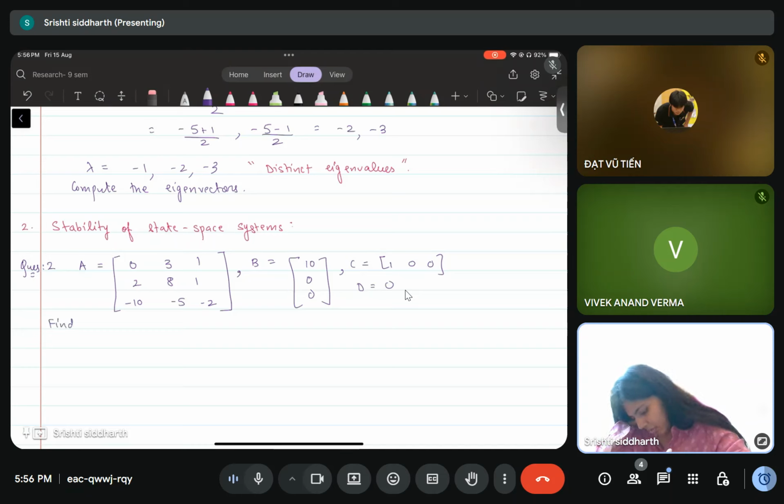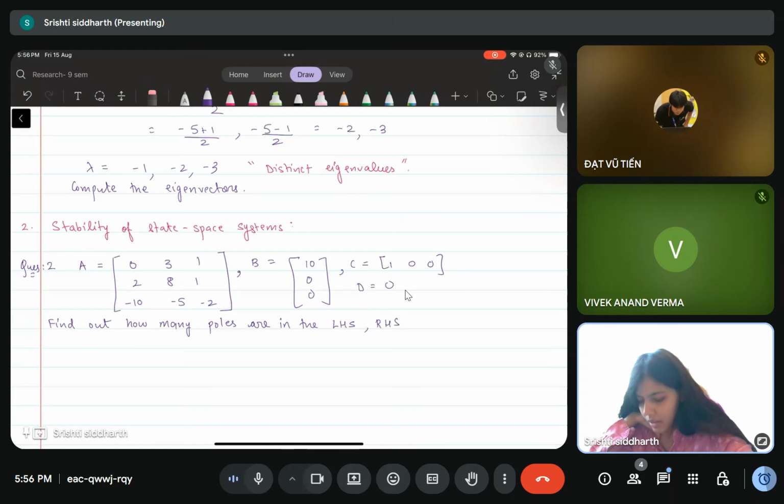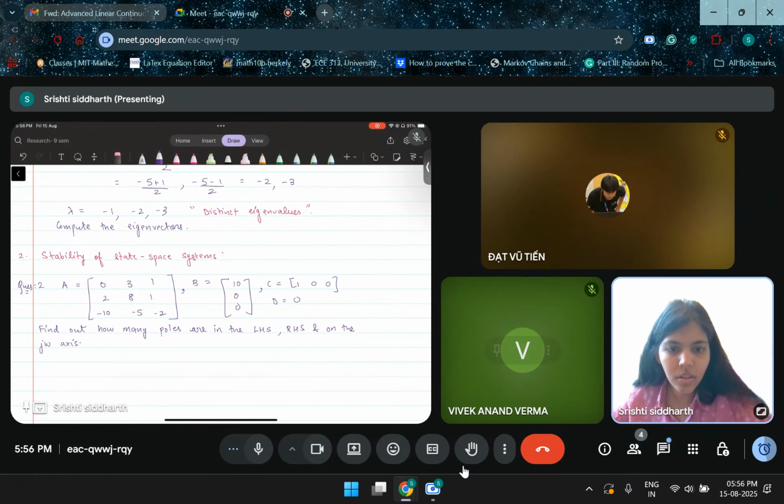The question is to find out how many poles or eigenvalues are in the left half of the S plane, in the right half of the S plane, and on the j omega axis. Okay, so I'm going to give you a minute to think about this.